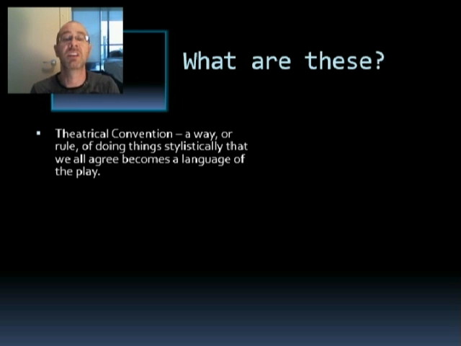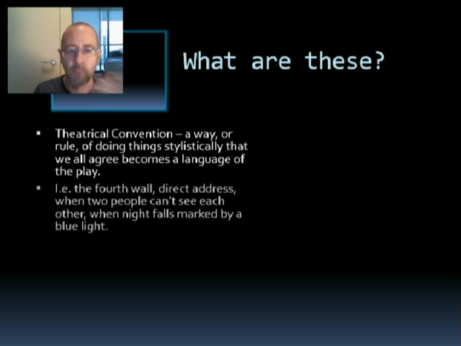The fourth wall is a convention, when two people pretend that they can't see each other, or when we put a blue light on stage and we go, oh, it's nighttime, and yet everyone can see. These are simple theatrical conventions.